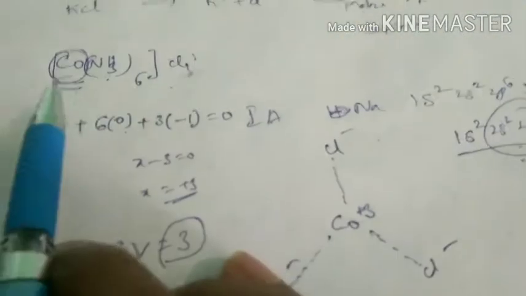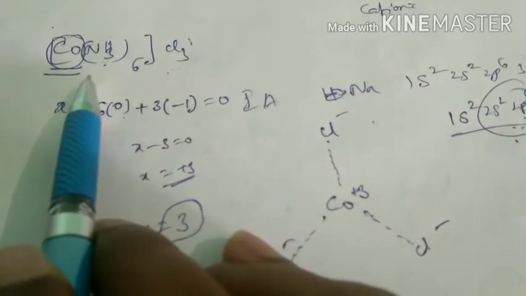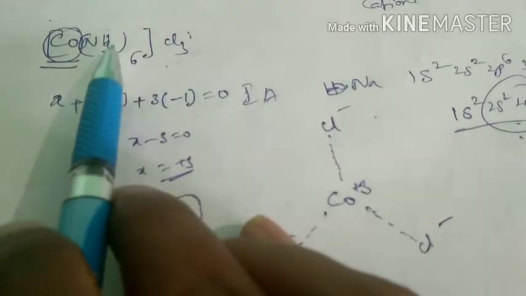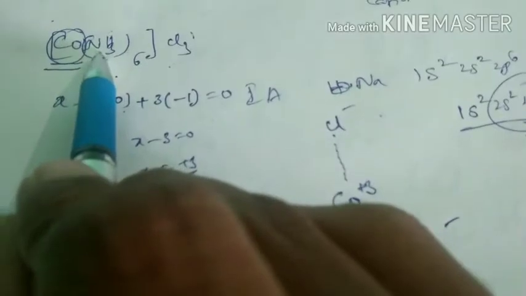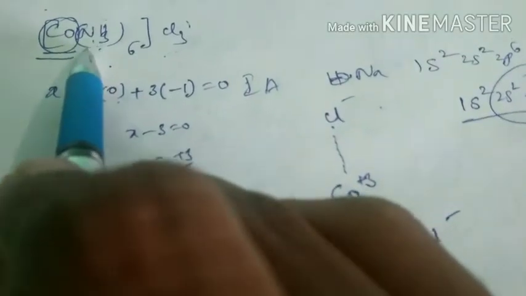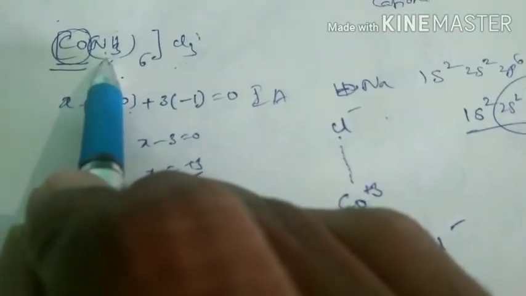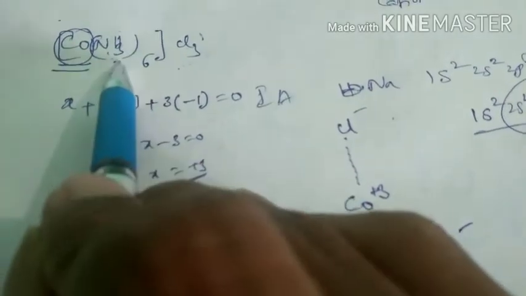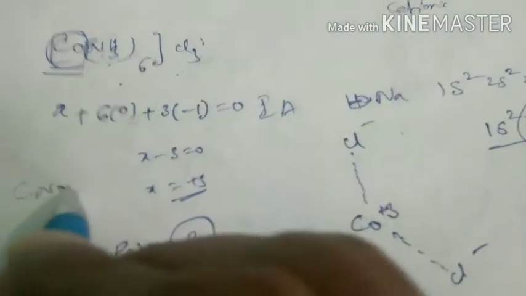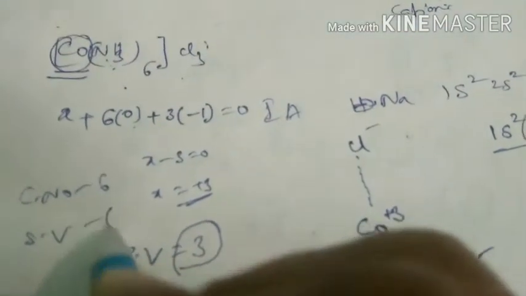Next, here how many ligands are there? 6 ligands are there. These are neutral ligands. What is the coordination number here? 6, because ammonia is a monodentate ligand. It can form only one coordinate covalent bond with the cobalt atom. So here 6 such ligands are there, so its coordination number is 6. Since coordination number is 6, automatically secondary valency is also 6.